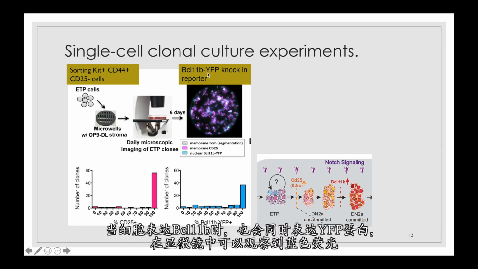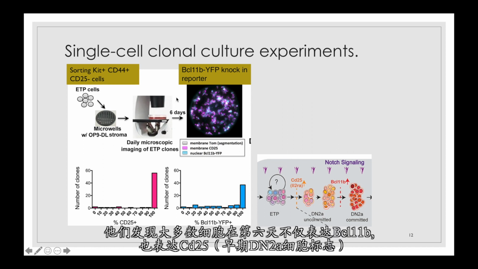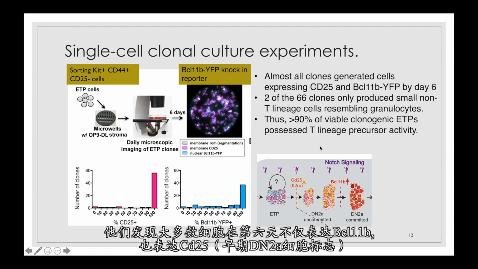So if the cell expresses this marker, they can observe the signal in the cells, labeled by blue fluorescence. They culture the cells for 6 days with the T-cell induction medium, and after 6 days, they observe a lot of cells expressing BCL11B and also CD25, which is another marker for the uncommitted DN2A cells.